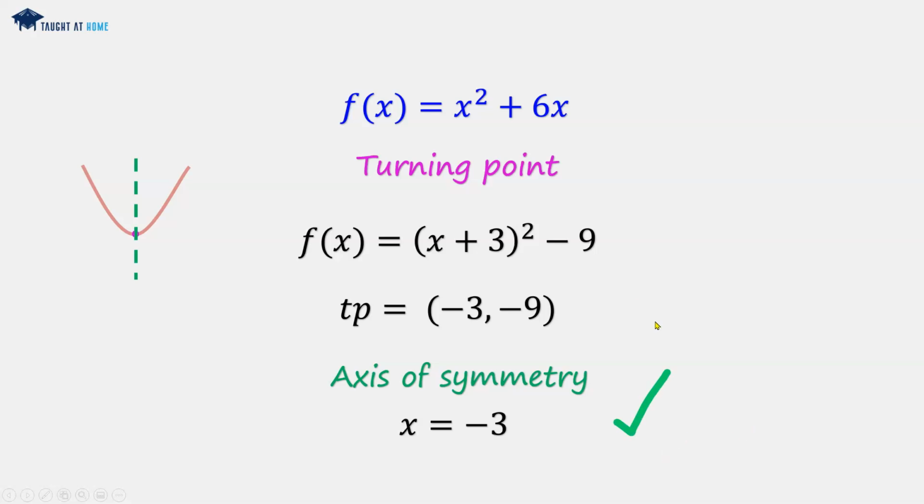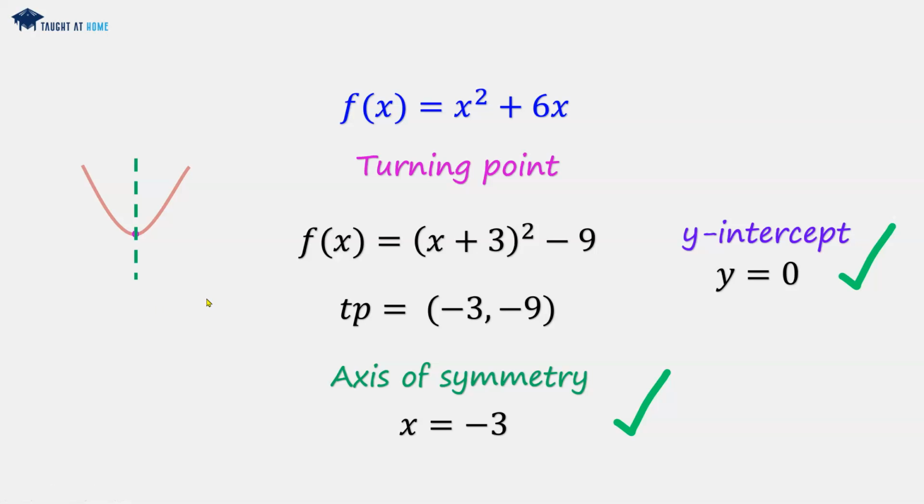And the y-intercept? Because we have x² + 6x + 0, this c value 0 is the y-intercept. So the y-intercept is simply y = 0. It goes through the origin.